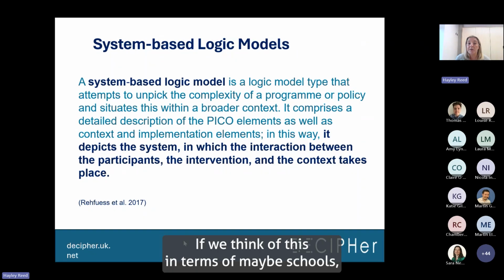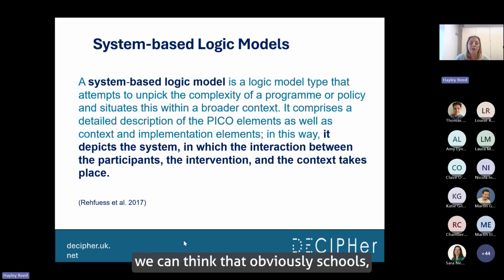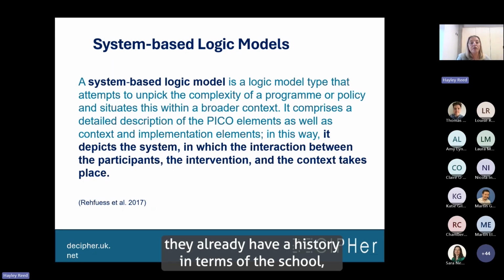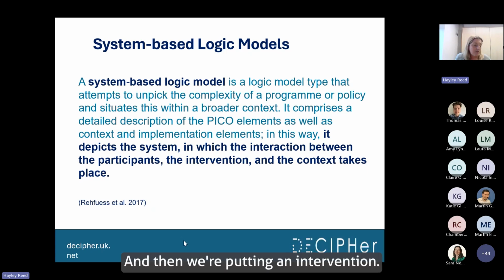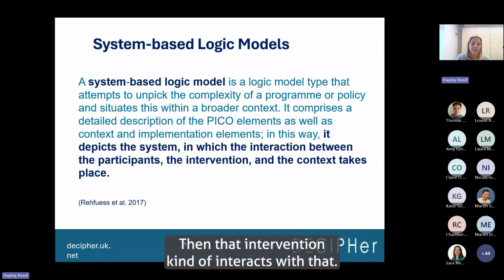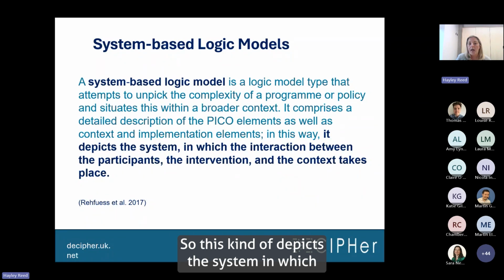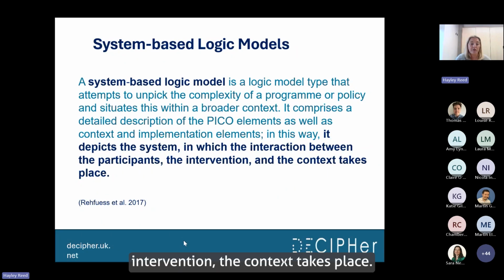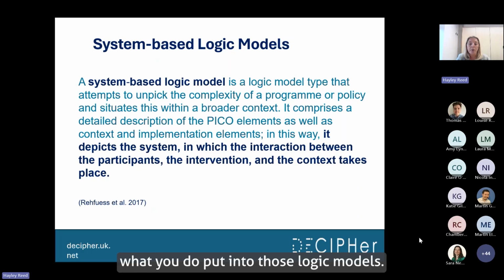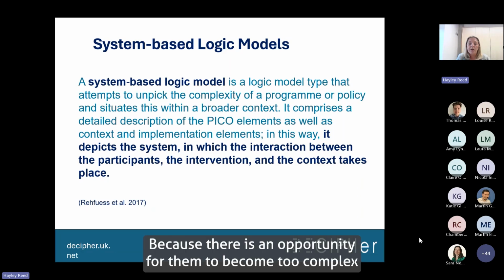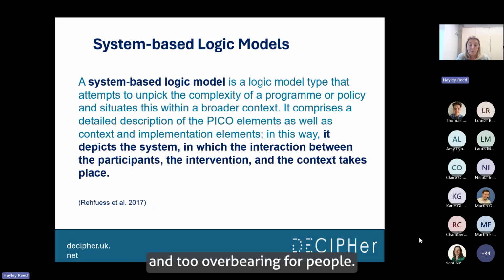If we think of this in terms of schools, obviously schools already have a history in terms of how the teachers work together, the ethos and support in the school. And then we're putting an intervention in, and that intervention interacts with it. So this depicts the system in which the interactions between the participants, the intervention, and the context take place. But as I said, if you're going to use a systems-based logic model, you might want to think about prioritizing what you do put into those logic models, because there is an opportunity for them to become too complex and too overbearing for people.